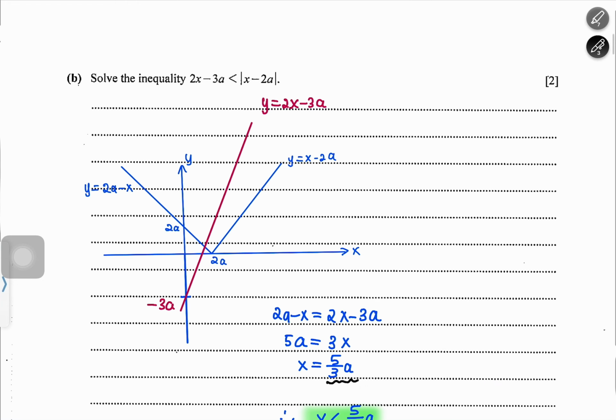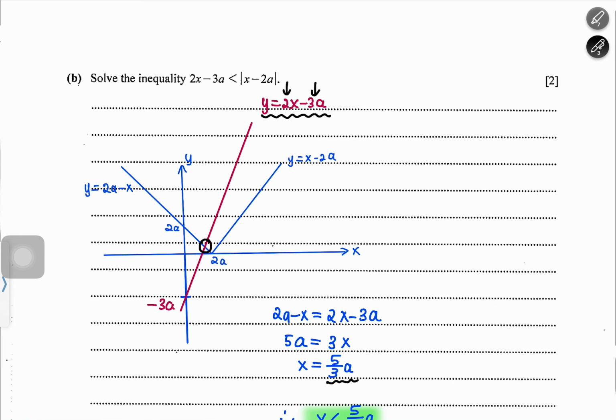Next, I need to solve the inequality. Because the first part asked me to sketch, as a start I sketched y equals 2x minus 3a. My gradient is 2 and my y-intercept is minus 3a. You can see it from my sketch over here. Now, as shown here, there is only one intersection point. Those who are doing it by the quadratic, you need to get yourself out of the trap. So the best approach for this question is definitely sketching.